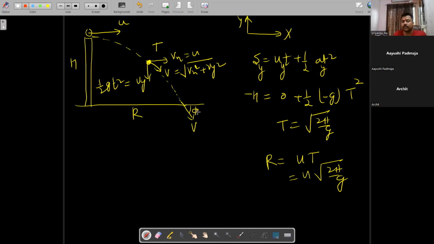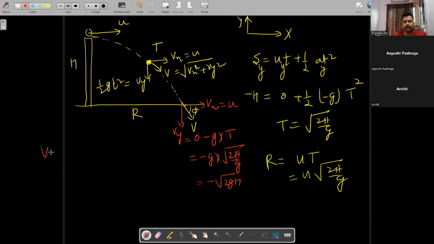So here, suppose v is the velocity of the ball when it strikes the ground. So it will have two components, Vx and Vy. Vx, you know that it will remain the same as the initial velocity u, in the horizontal direction. And Vy would be uy, that is 0, plus at, that is minus g into the total time of flight, capital T. So this is minus g into under root 2h by g. So this is under root minus 2gh. The negative sign just indicates that the velocity is in the downward direction.